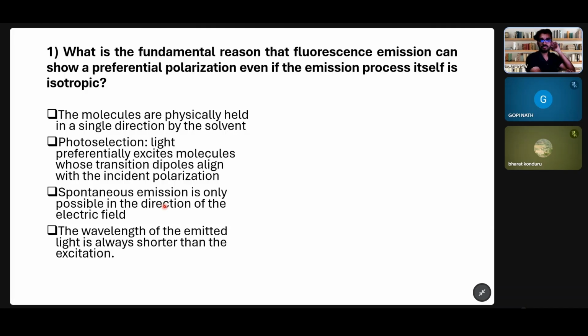By the way, all the sample problems that I have prepared are actually MCQs. I couldn't find proper MSQs to prepare. So only one option would be correct out of all of these. Option A is the molecules are physically held in a single direction by the solvent. Option B is photoselection, where light preferentially excites molecules whose transition dipoles align with the incident polarization. Three is spontaneous emission is only possible in the direction of the electric field. And four is the wavelength of the emitted light is always shorter than the excitation.